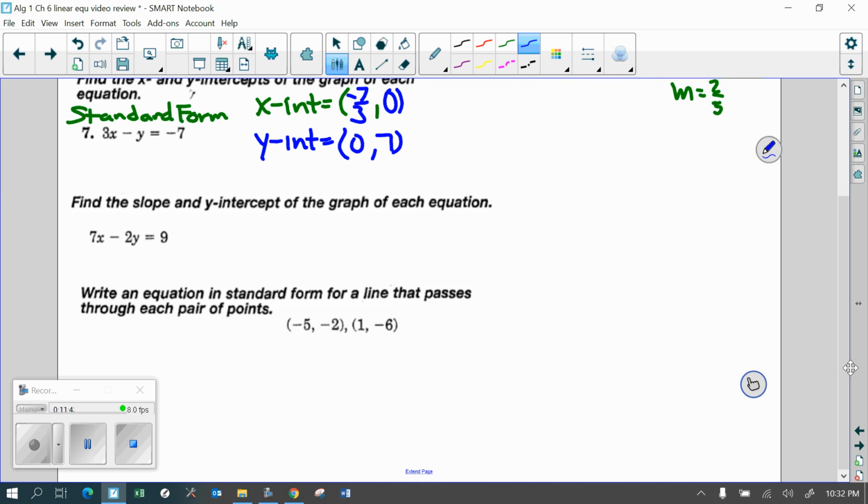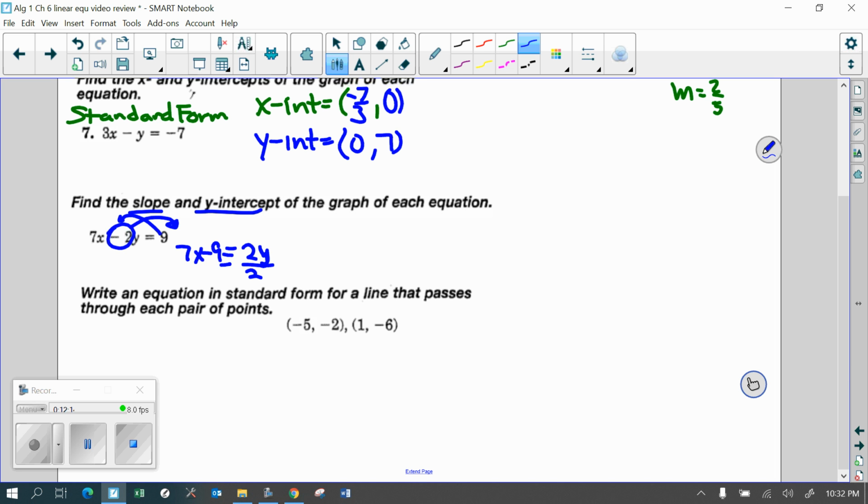Find the slope and the y-intercept of the graph of each equation. So we want the slope and the y-intercept. What form deals with slope and y-intercept? The slope-intercept form, which means solve for y. If I'm going to solve for y, I look at this coefficient, it's negative. So I'm moving it to the other side to make it positive, so I'll never have to divide by a negative, which means the constant is going across. So now I have 2y equals 7x minus 9.